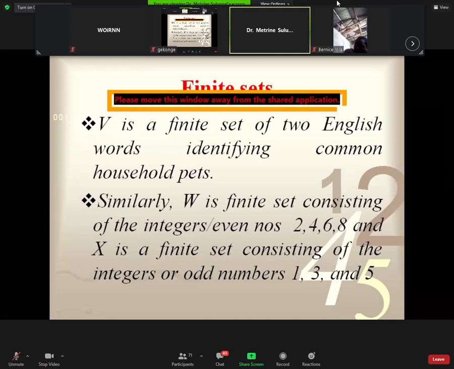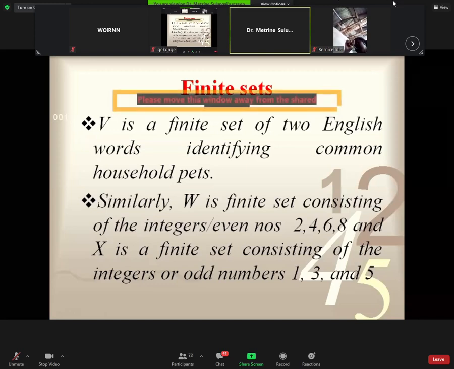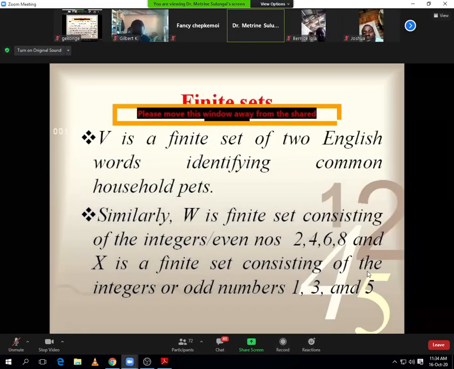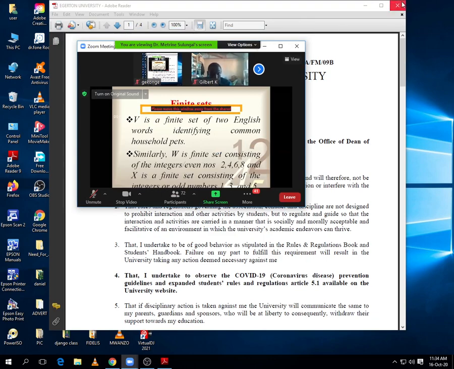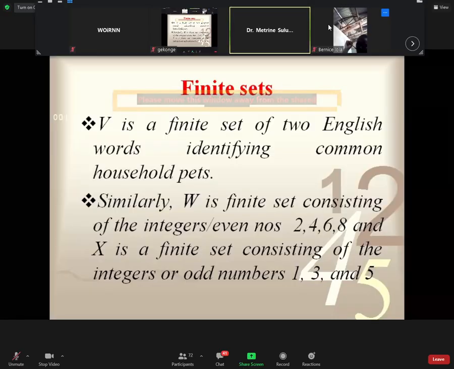So we are saying V is a finite set of two English words identifying common household pets, cat and dog. Similarly, W is a finite set consisting of integers, or we can even say even numbers, 2, 4, 6, and 8. X is a finite set consisting of integers or odd numbers, 1, 3, and 5. But if I had said set X is a set that has, let's say, odd numbers or odd integers, then I have opened the brackets. It goes up to infinity. That simply means it's beginning from one, but the end is not known. So because of that, it no longer is a finite set, but an infinite set.